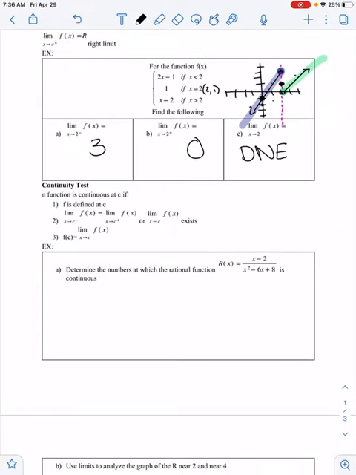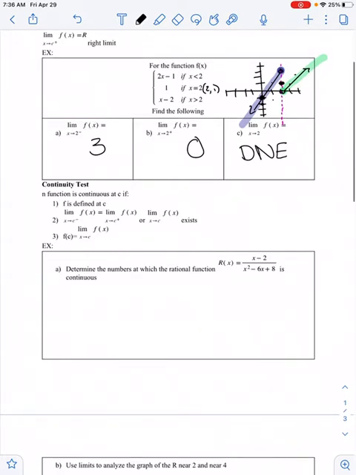Okay, so determine the numbers at which the rational function is continuous. So to do this, we want to find where the function is not continuous. So we do that by only looking at the bottom, because when the bottom equals 0, that means it's not defined. So we're going to start by factoring it. So what multiplies to 8 that adds to negative 6? And that would be negative 4 and negative 2.